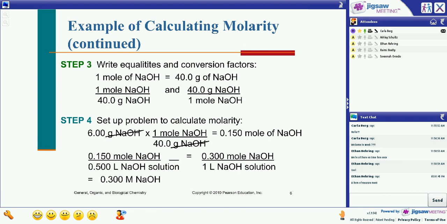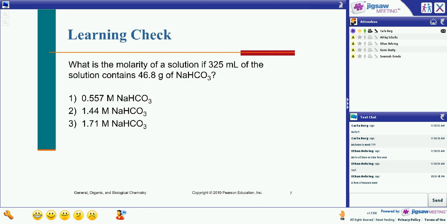So, we are going to look at another one. Here is your problem. What is the molarity of a solution if 325 milliliters of the solution contains 46.8 grams of NaHCO3?